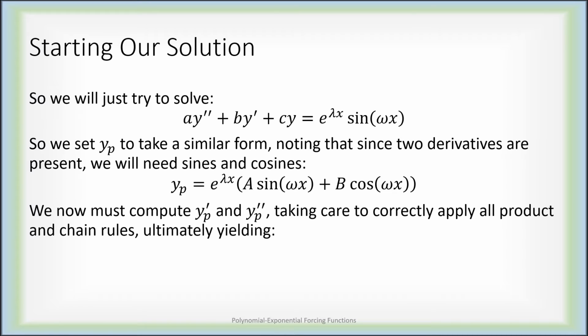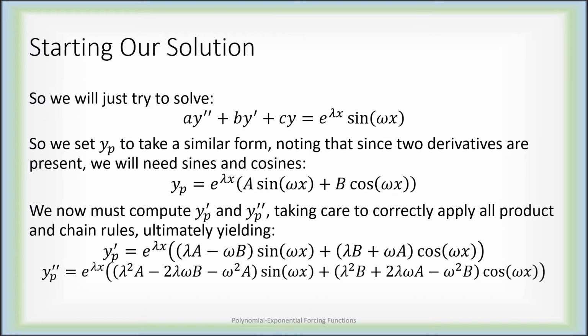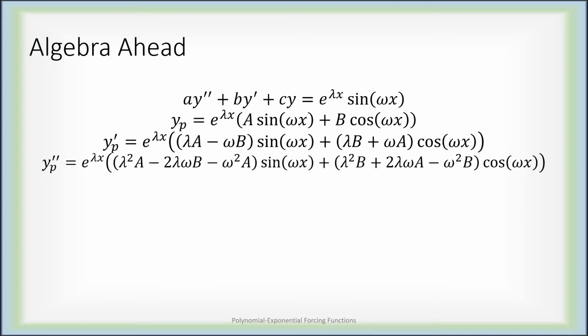Now we compute y_p prime and y_p double prime. Takes a little bit of care. We have to apply all the product and chain rules as we go, but ultimately, here is the first derivative, and here is the second derivative. So we've got our differential equation, our proposed solution, its first derivative, and its second derivative.